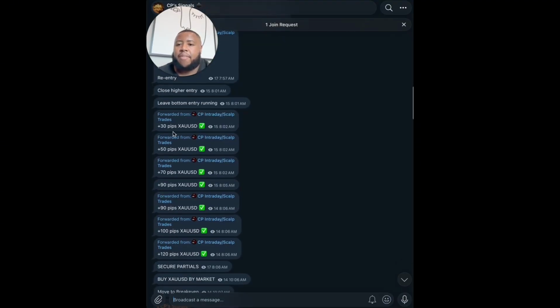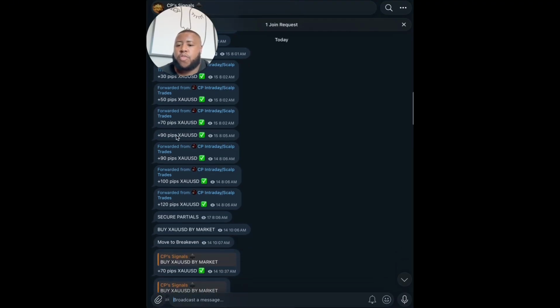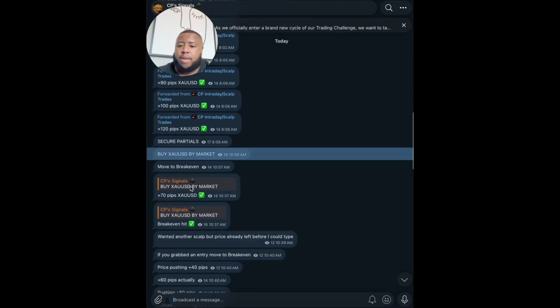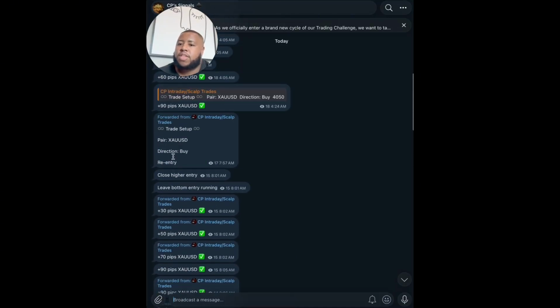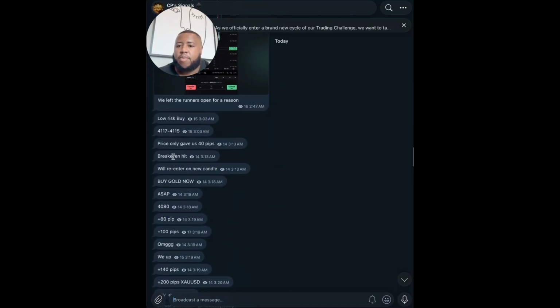And obviously, anything after 30 pips, you want to make sure you move your chart to break even, so it's a risk-free trade. Or you'll see something like "buy by market." Hey guys, buy XE by market. Cool, you already know your parameters and your stop losses. So just when you see a signal, it doesn't necessarily have to mean it's going to be fully written out.